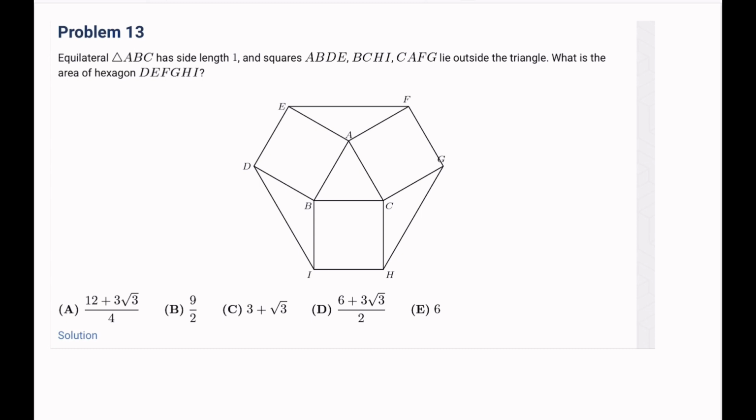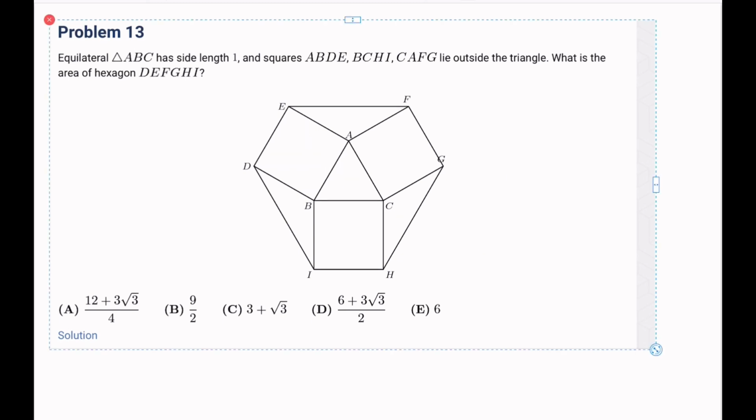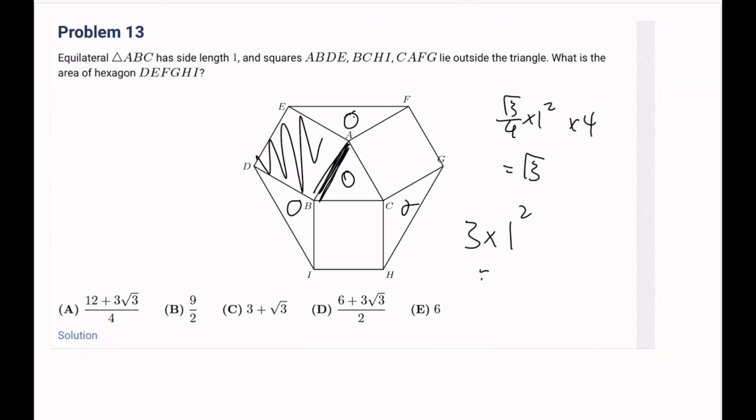It has side length 1, so this is root 3 over 4 times 1 squared, because that's the formula for an equilateral triangle, and multiplied by 4. This equals root 3. And now we need to get the area of these 3 squares. That will be 3 times 1 square, right? 3 times, and then we need a side length. ABC has side length 1, so this is 1, so therefore this whole thing must be 1 squared. So it's 3 times 1 squared equals 3 times 1 equals 3. So it's root 3 plus 3, it's C.